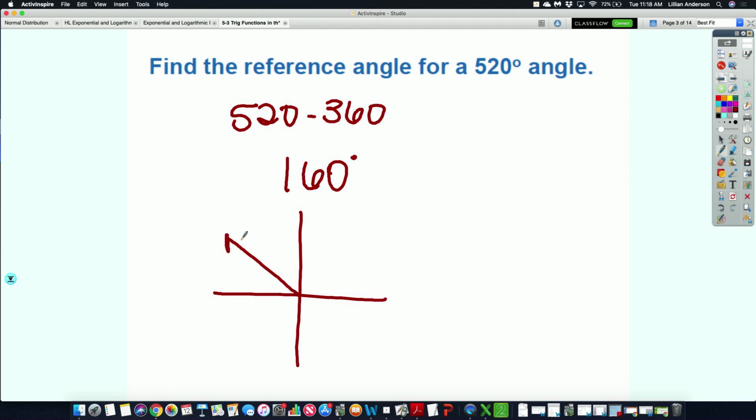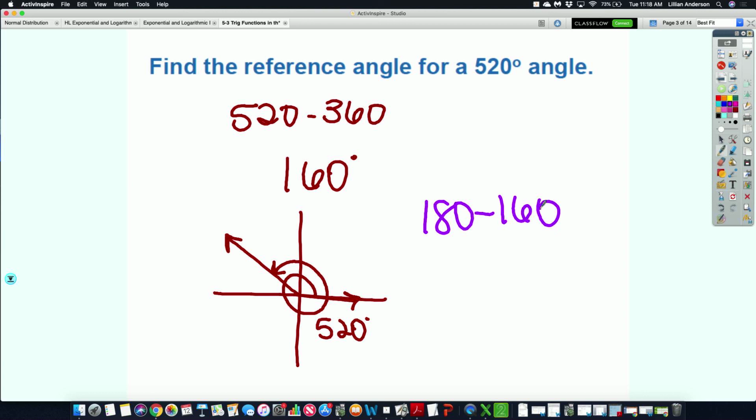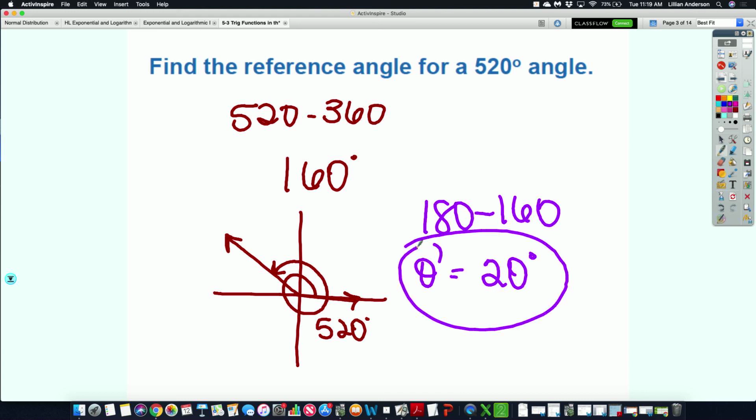The second quadrant. If you're curious how 520 is actually drawn, it is one full time around and then going another little bit. It didn't ask to draw, but for those who need the drawing to see it, there it is. It is in the second quadrant, so what do I do to find the reference angle? Subtract that angle from 180. What's 180 minus 160? 20. So the reference angle is 20 degrees.